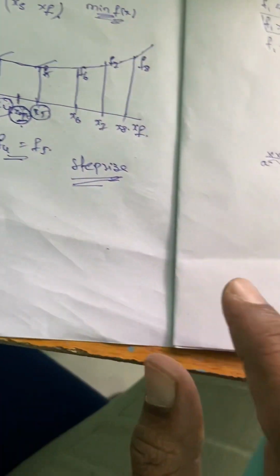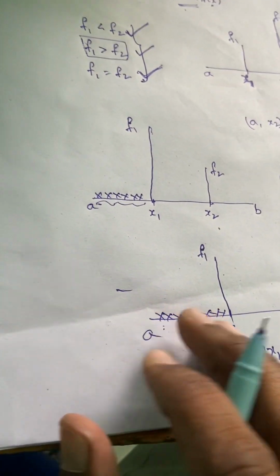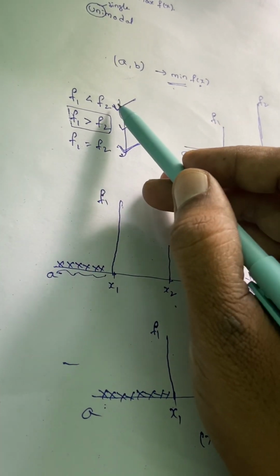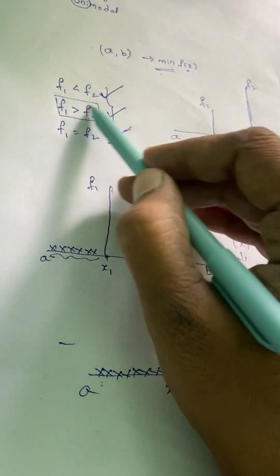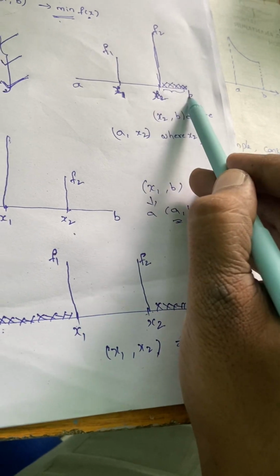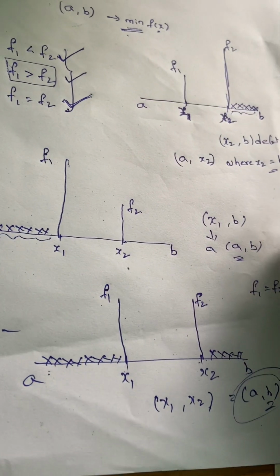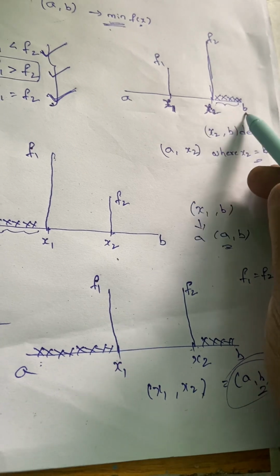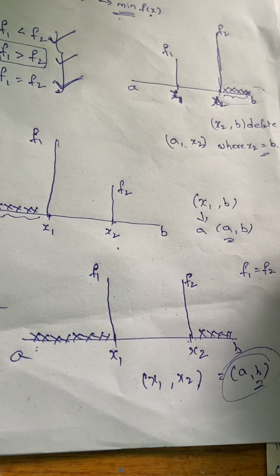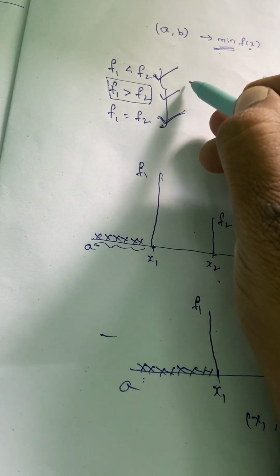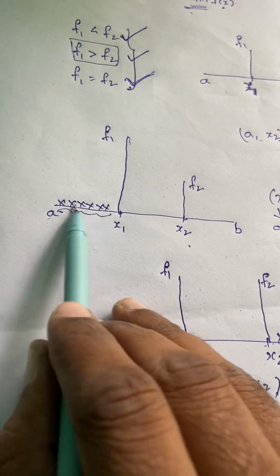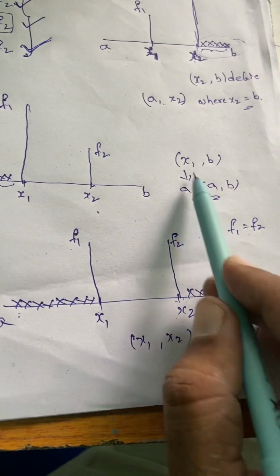So in this class we have discussed what is meant by optimization. If there is a given interval, what are the possible outcomes we are going to get? One is f1 less than f2. If f1 is less than f2, you can see the value from x2 to b is increasing because we have considered the minimum value. We are going to delete this interval and consider the new interval, that is a comma x2. Another possible outcome is f1 greater than f2, and you can see beyond the x1 experiment the value has been increasing from a to x1. We are going to delete this and the new interval is x1 comma b.